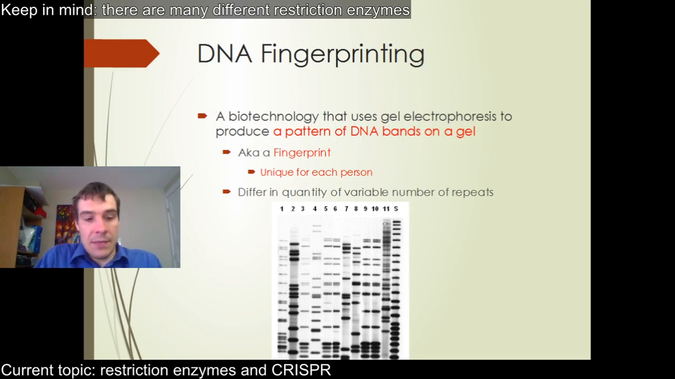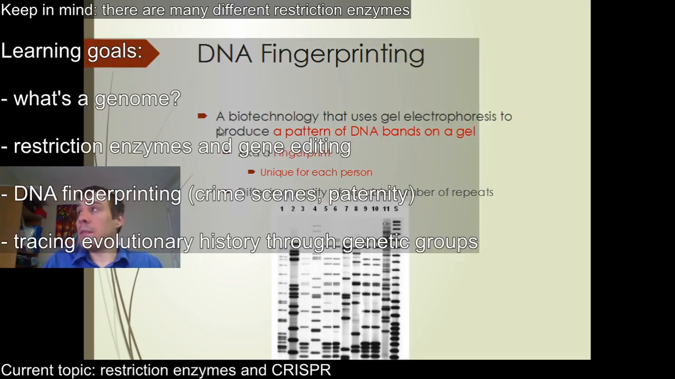All right, next up, we have done genome. We've done gene editing. We specifically talked about E. coli and the CRISPR for humans. Now we're going to talk about DNA fingerprinting, which is done mostly for crime scenes and for paternity tests.